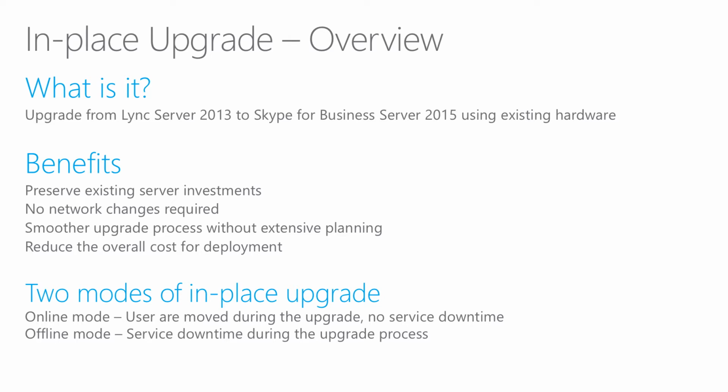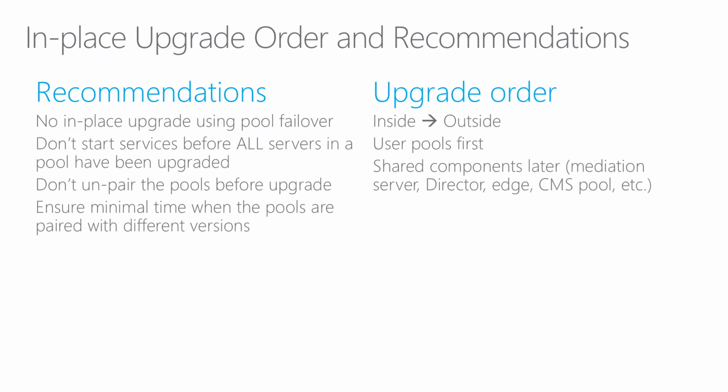There are actually 2 methods of an in-place upgrade: the online mode, in which users are moved during the upgrade to ensure there is no service downtime, and the offline mode, in which there is service downtime because users are not moved. When considering the in-place upgrade method, there are several recommendations to be noted.